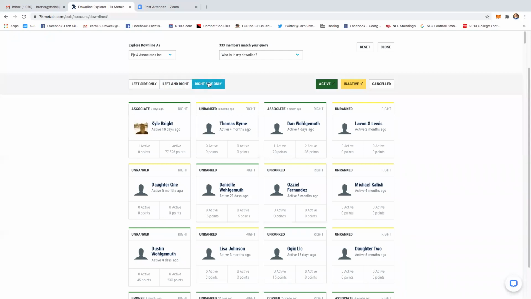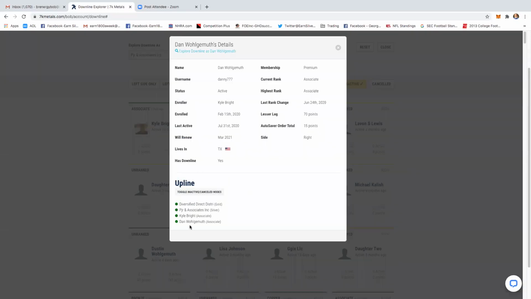Bingo. Thomas, right here. He's still on the right side, then Dan, and then Levon. Now what this is doing is this is giving the left leg of Kyle. So it goes, Kyle is on the right side of Pamela. Thomas is on the left of Kyle, but on her right side. Dan is on the left of Thomas. Watch. Bingo. There's Dan. There's Kyle. Okay.